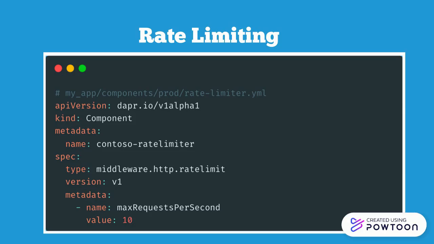Rate limiting is also pretty easy. The rate limit HTTP middleware can be configured to restrict the maximum number of allowed HTTP requests per second. This protects your application from DOS attacks by malicious third parties. Once the limit is reached, the request will return a HTTP status 429 too many requests.